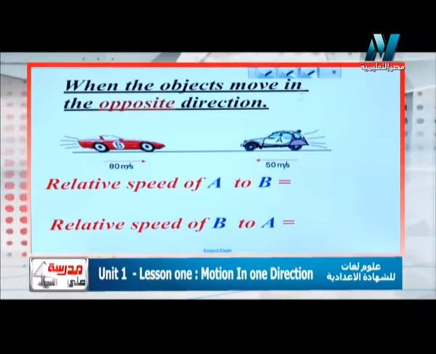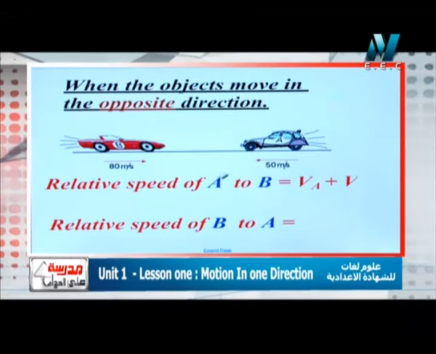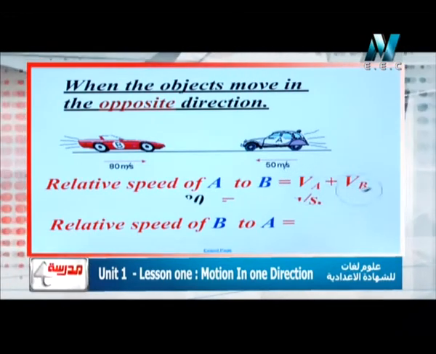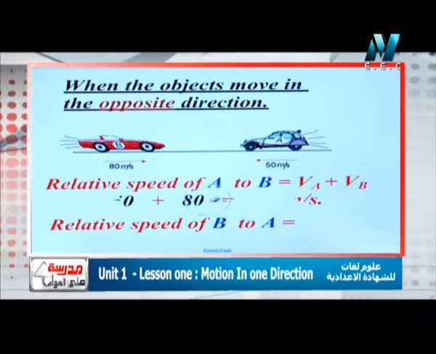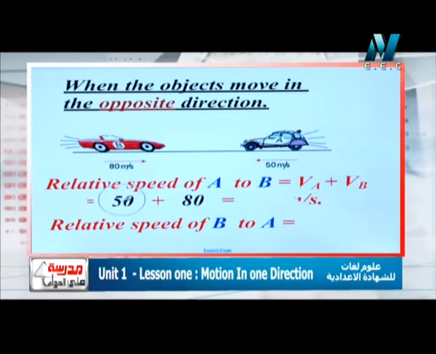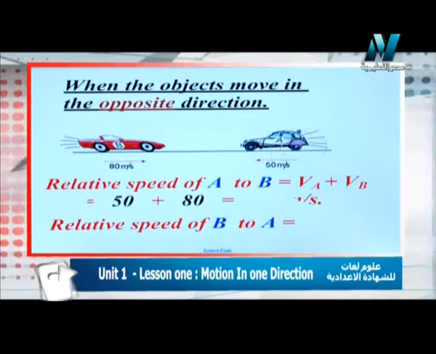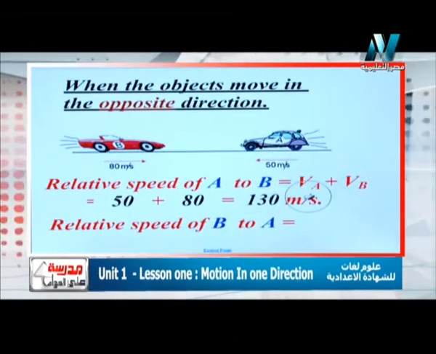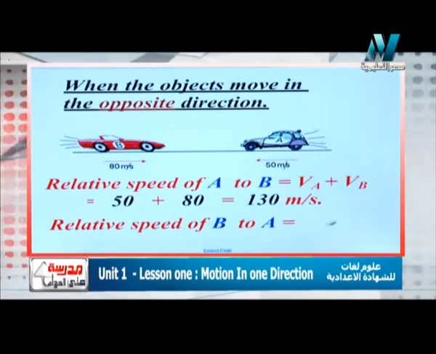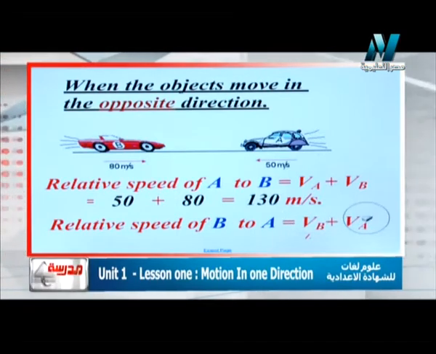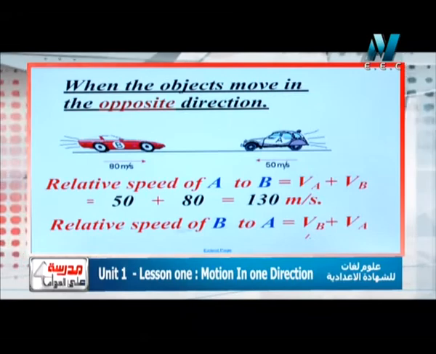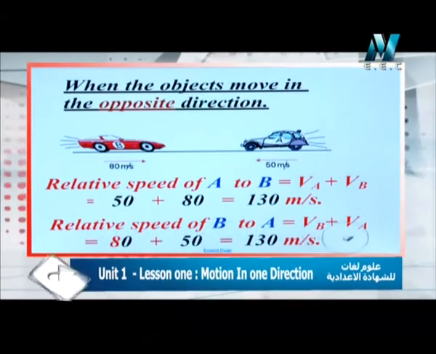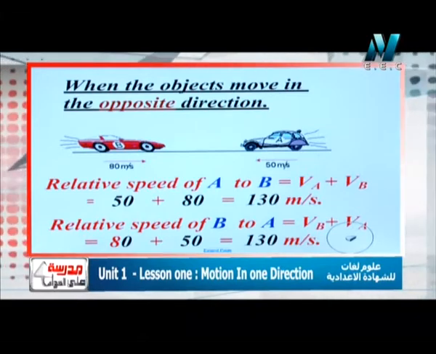طيب يعني ايه اللي هيحصل؟ لو أنا عايز VA to VB أو VB to VA مش هتفرق معايا، ما انت هتجمعهم كده كده على بعض. يبقى VA plus VB يعني 50 plus 80. 50 here plus 80 here equal how many؟ 130 meter per second. طب VB to VA هي VB plus VA equal what؟ هنا هتبقى 80 plus 50 equal 130 meter per second.